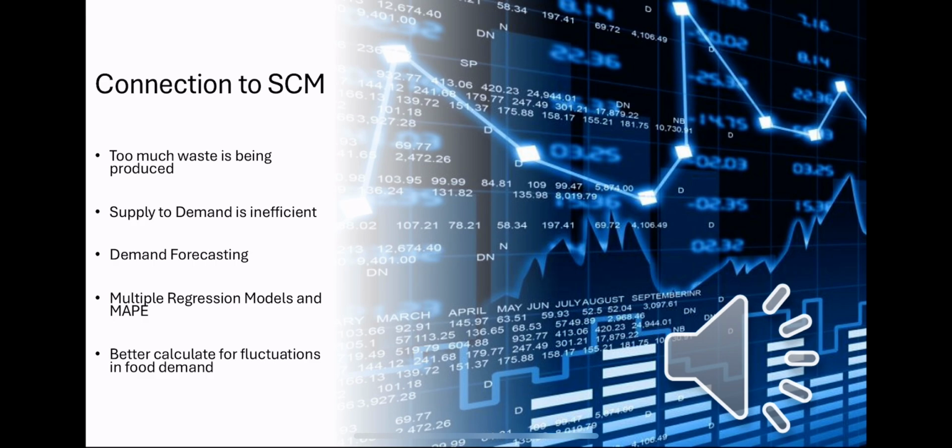By applying these tools on a global scale, especially in high waste supply chains, we can better match food supply with real time demand. And although it won't completely solve world hunger, it's a powerful way to make smarter decisions and take a big step toward reducing hunger worldwide.